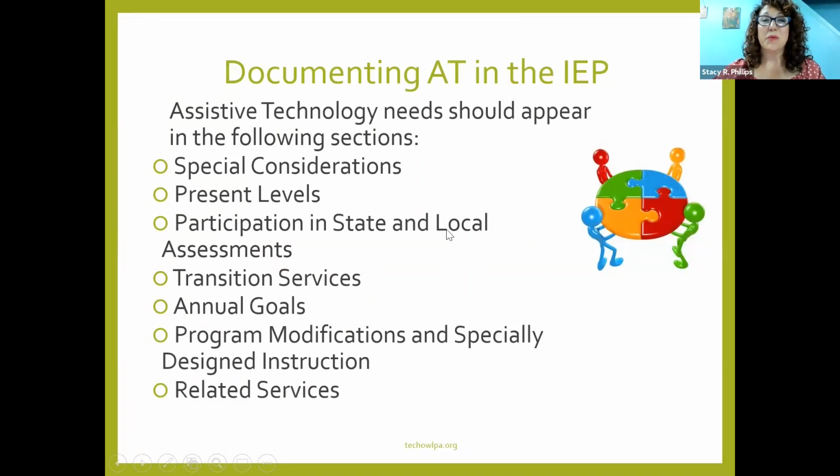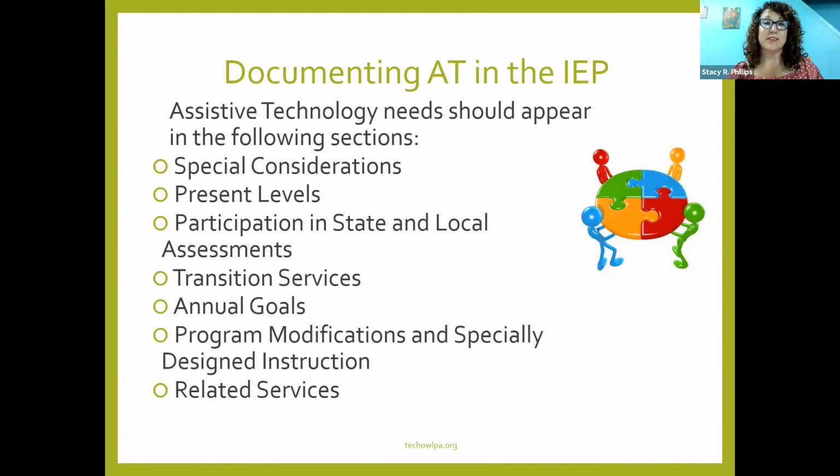Okay. So these are all the places that it is supposed that documenting AT should appear in the IEP. There's a lot of different sections to the IEP. Those of you who've been through this process know that they can be 45 pages long and it can be painstaking to go through them. But if you focus your attention on the areas listed here, that is all the places that AT should appear.